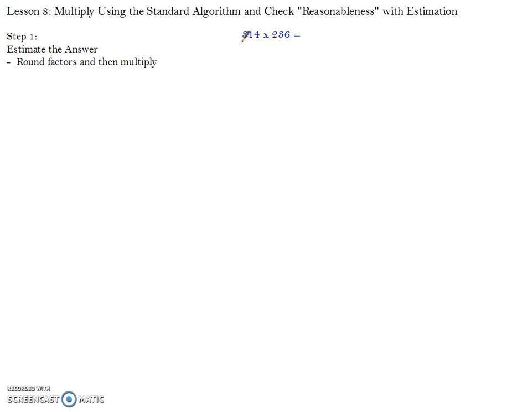When you're rounding your factors, you most likely will round to the highest place value, which for these two numbers is the hundreds place. So here we have 314, and I know this is closer to 300. And my next number, 236, also rounds down and is closer to 200. Then I would multiply these two rounded numbers together to get my estimated answer.